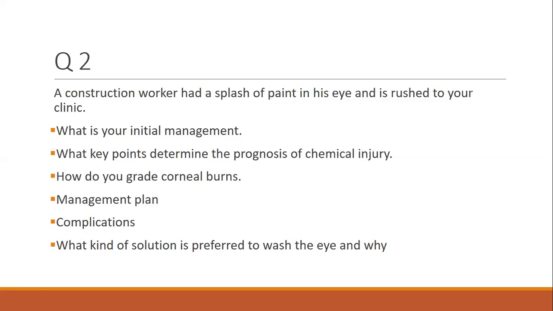And grade three is one third to half with marked corneal opacification, and grade four is total opacification, more than half limbal ischemia. So the biggest prognostic factor is limbal ischemia.